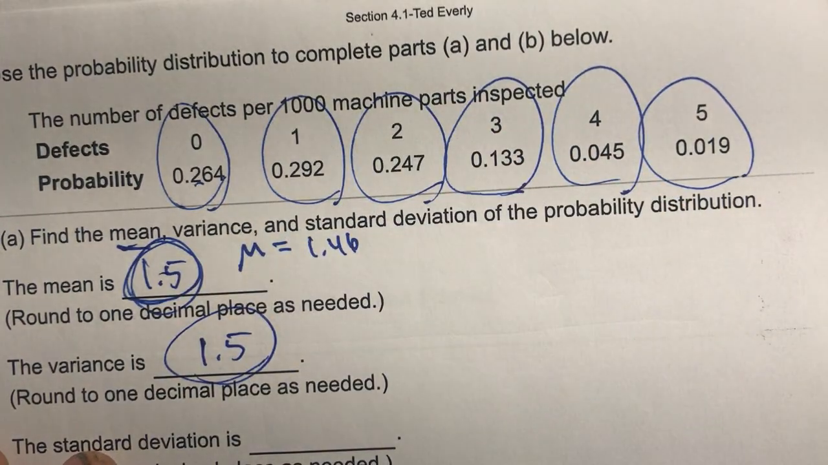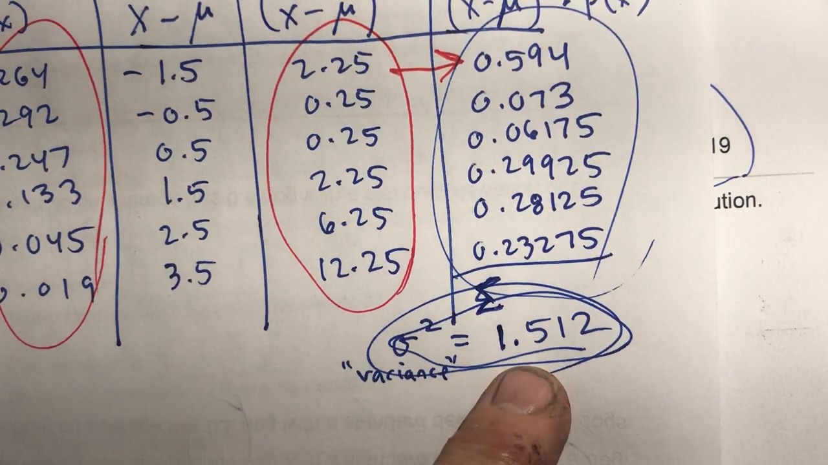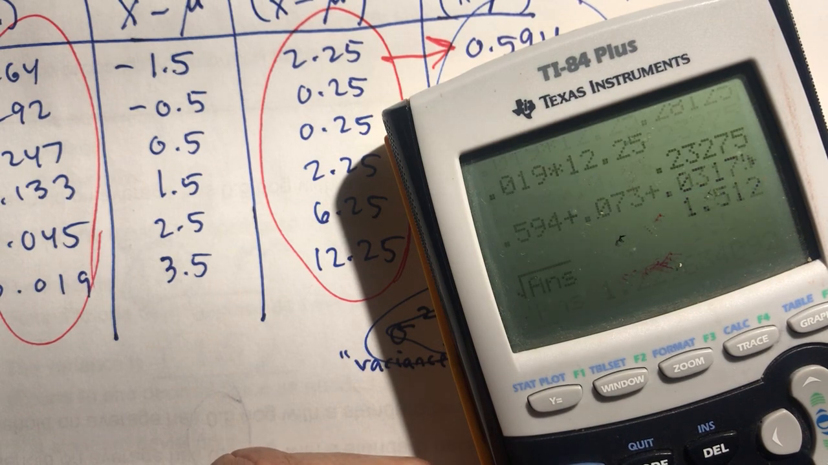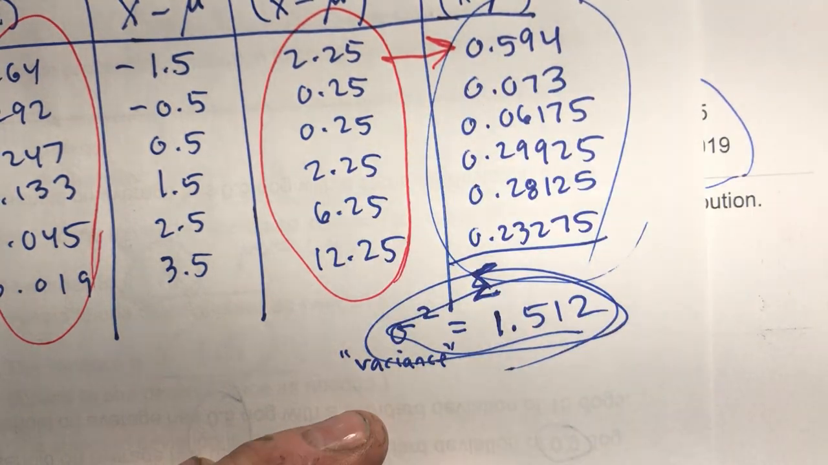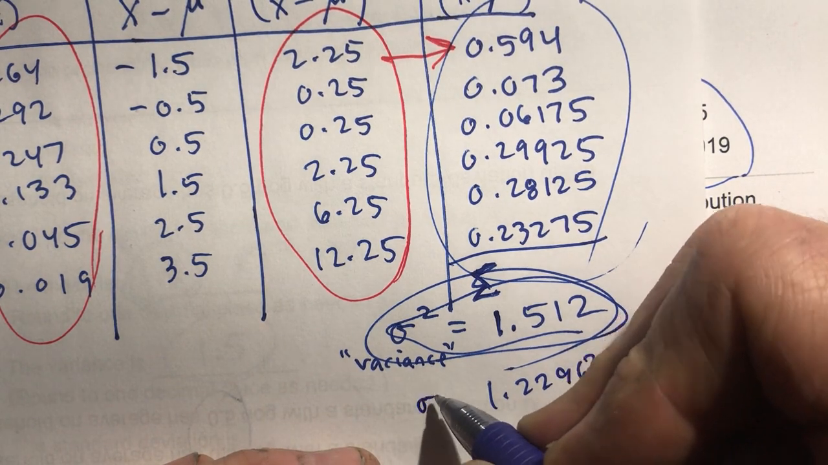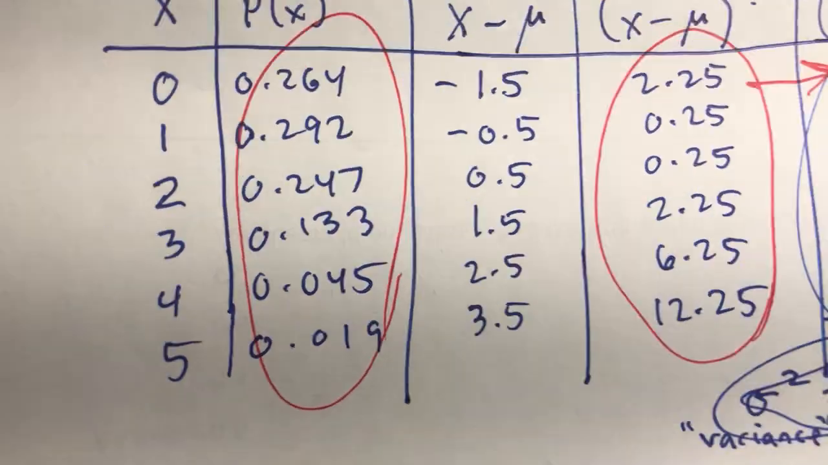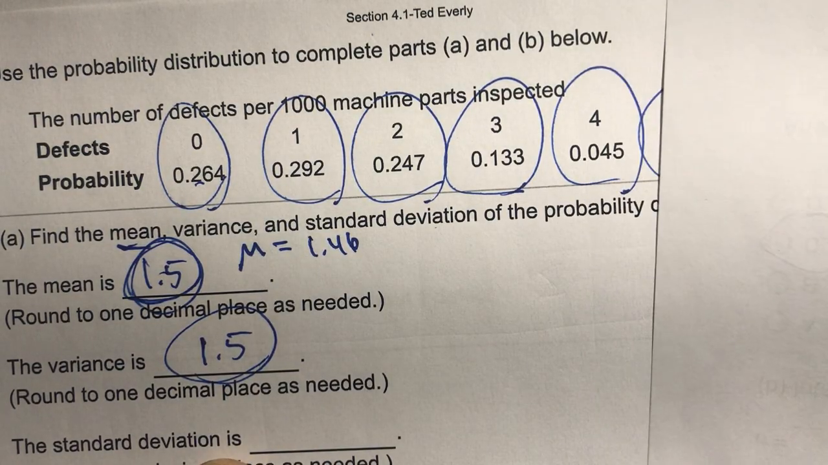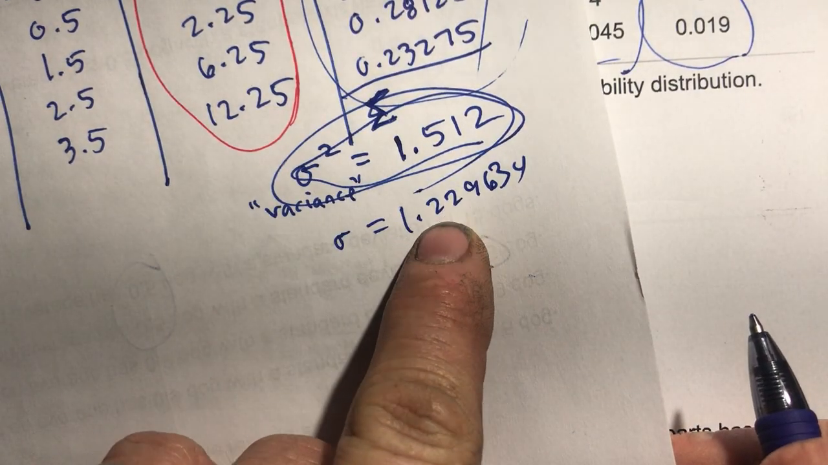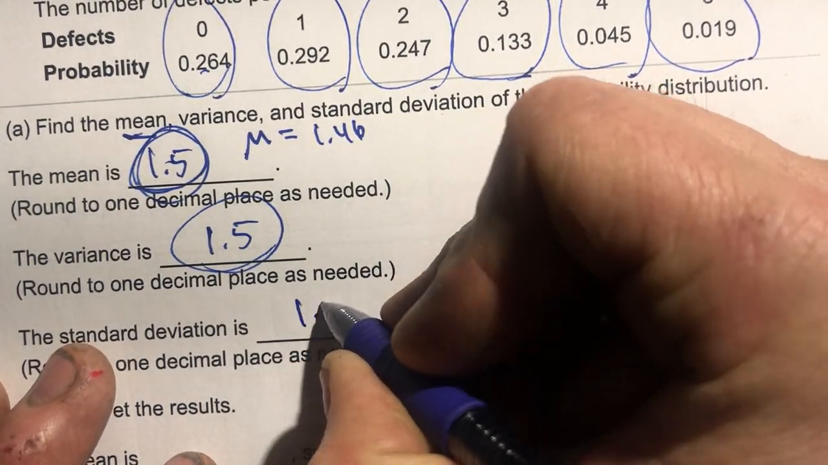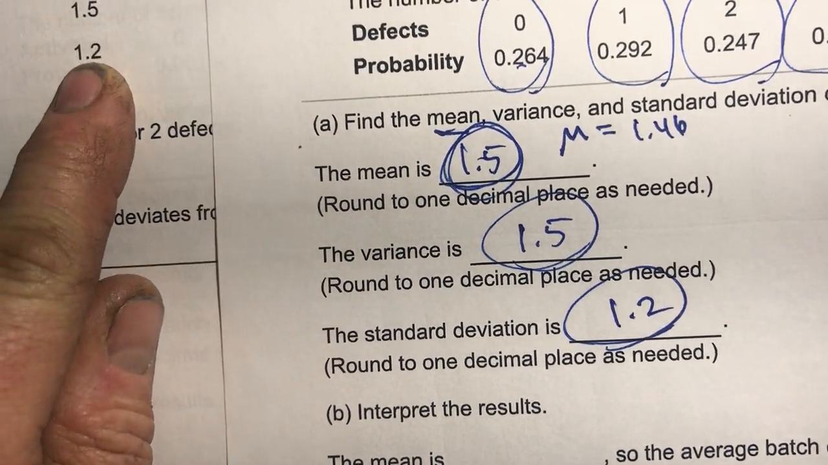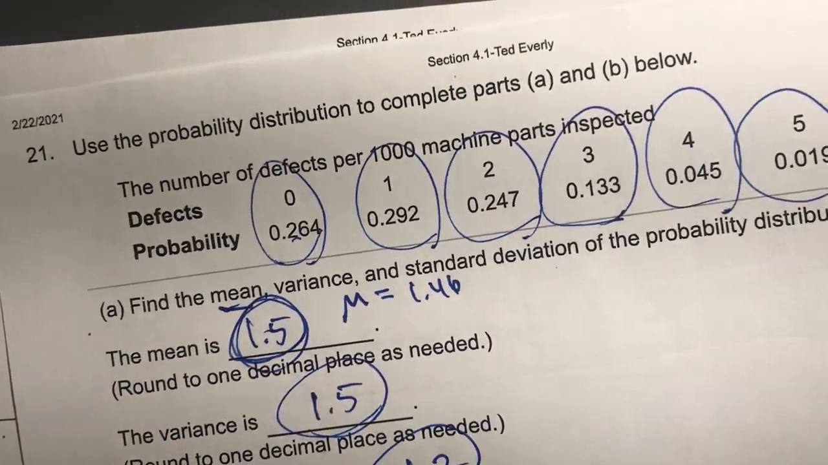How about that? And now the standard deviation. Just take this right here, and I do the square root of that answer, which is 1.229634. This is my standard deviation, which it says round to one place as needed. So this would be 1.2. This 2 makes the 2 stay. So it'd be 1.2. Okay, let's check my answers here. All right, we're good. 1.5, 1.5, 1.2. So we're in good shape.